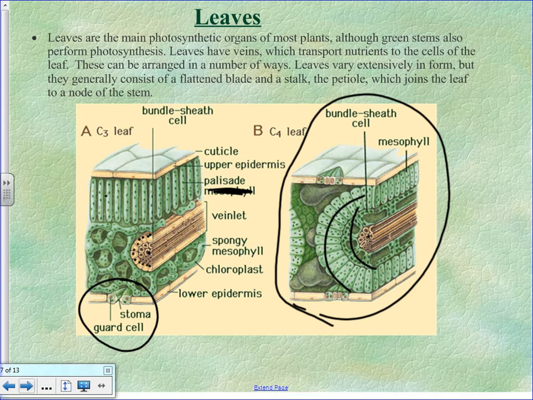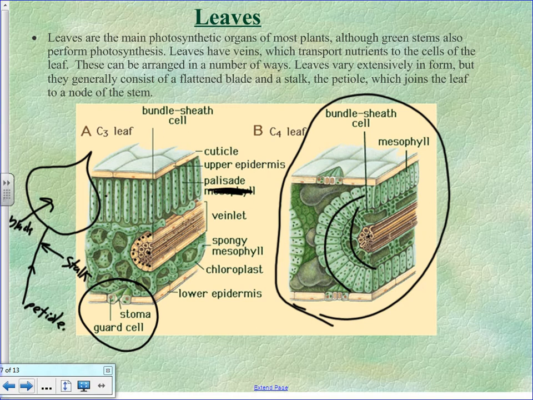All right. Questions on the leaf? Sorry, one last thing here. If you're looking at the leaf from a macro perspective, that's a leaf, by the way. This is the blade. This is the stalk, and this part here, where it attaches to the branch, is the petiole. Those terms are mentioned up here, just so you know what I mean by those.